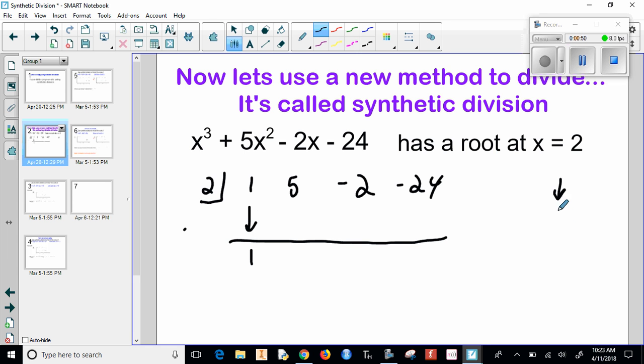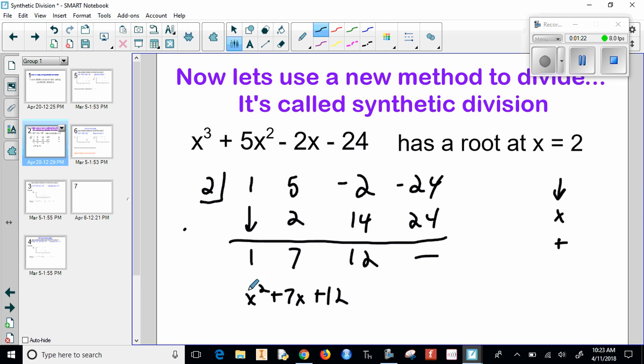Then we multiply. 2 times 1 is 2. Then we add 7. Then we multiply. So that's 14. That gets us to 12. Then we multiply. 24. That gets us to nothing. So this would have been the remainder if there would have been something. But now this, we go back 1 degree. And so this is x squared plus 7x plus 12.